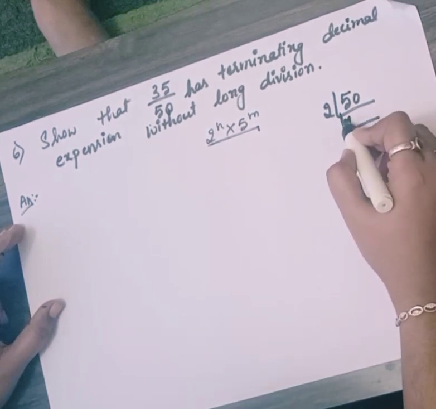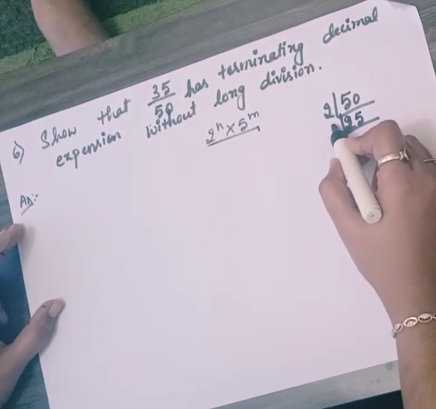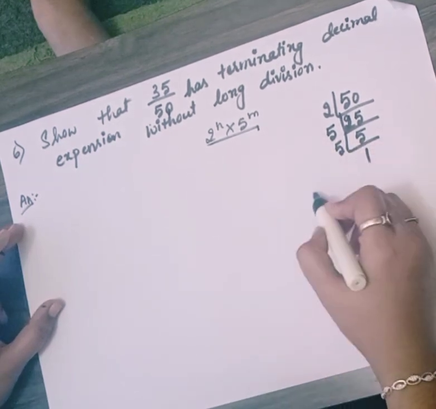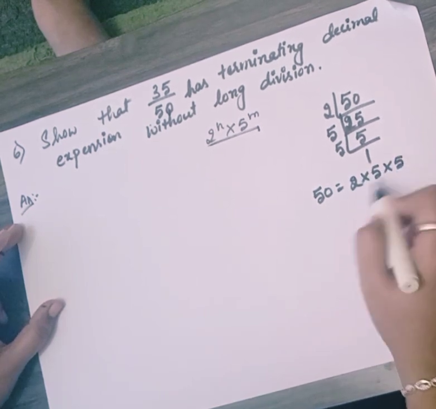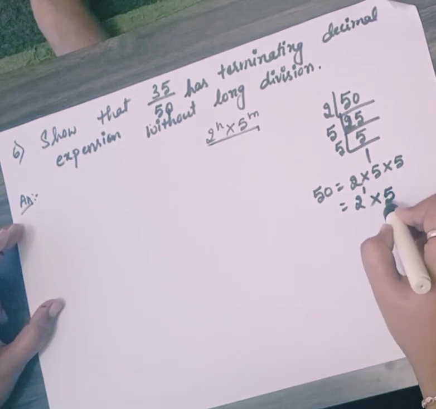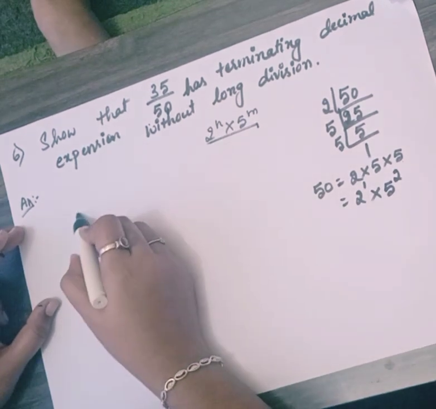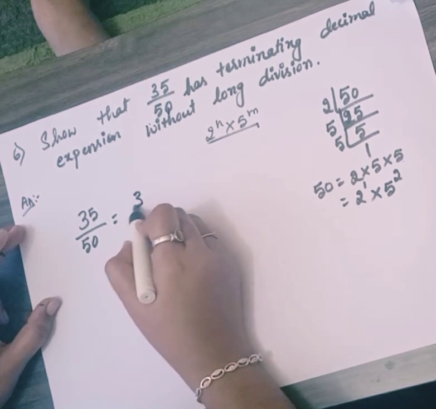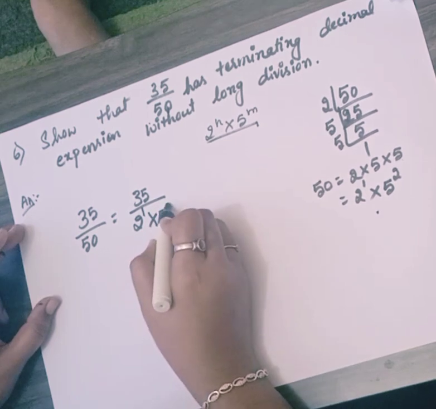2 2s are 4 and 2 5s are 10. So now again by 5 to divide, so 5 5s are, so 5 1s are. So what is our 50 we're getting? 2 into 5 into 5. So 5 power nothing will be, so that means 1 into how many 5s we have, that is 2. So 2 power 1 into 5 power m. So therefore you can write 35 by 50 as 2 power 1 into 5 power 2.